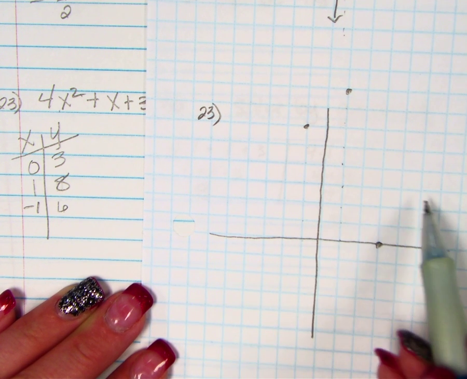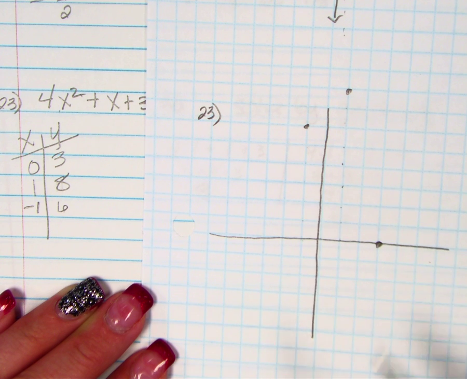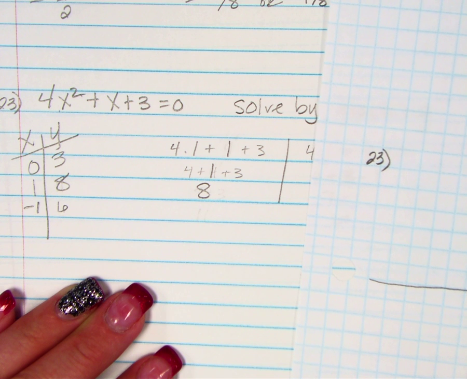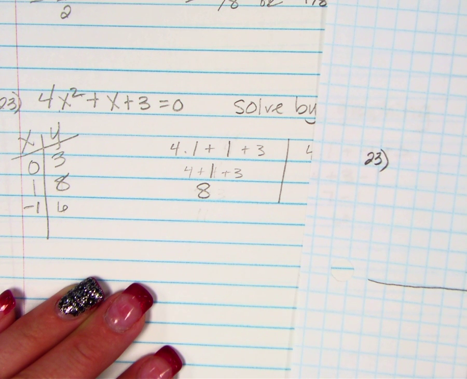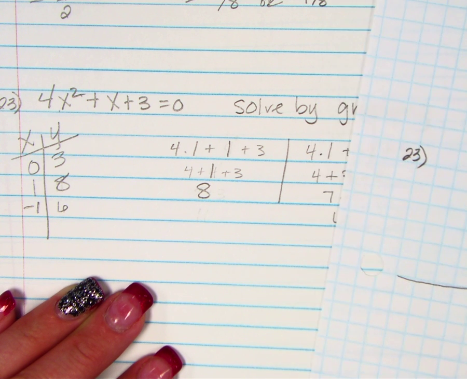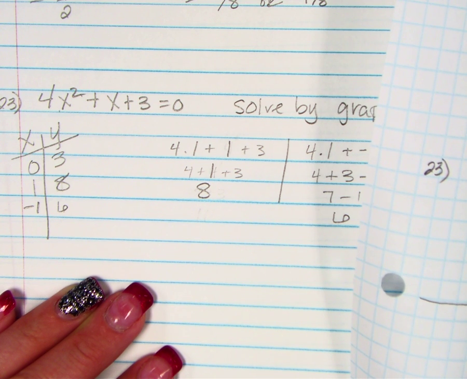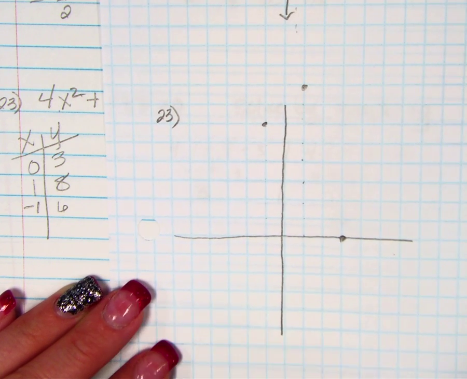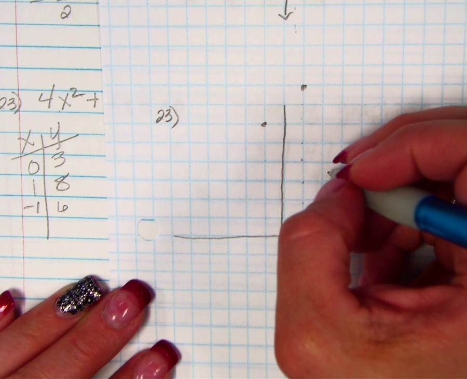No, it's either going to be symmetrical around the y or symmetrical around the x. So hang on, let's see if we did some math wrong. You plug in 0 for x, y is 3. So you plug in 1, 4 times 1, 4 plus 1 is 5 plus 3 is 8. It's a no solution problem. That's why. It helps if I look in the book.